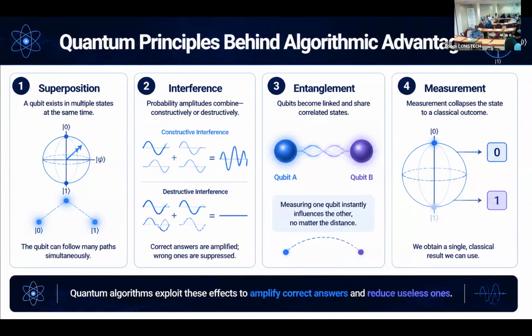They're going to be 0. So we're going to get a right amplification of the correct answer. Third one is entanglement. In entanglement, two qubits are linked.